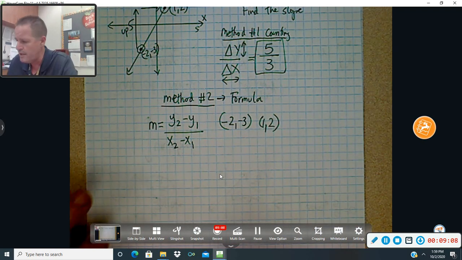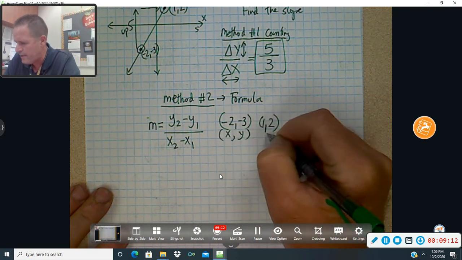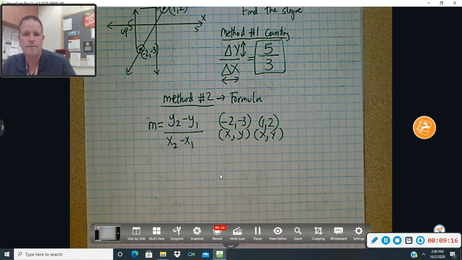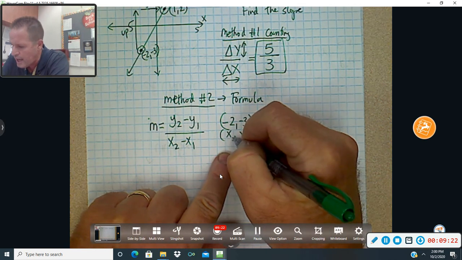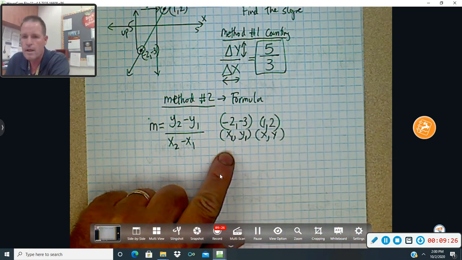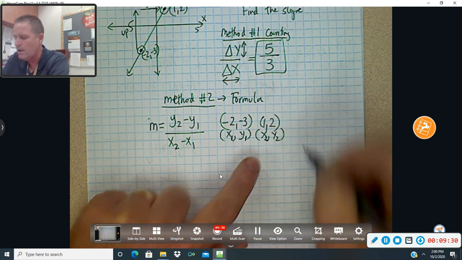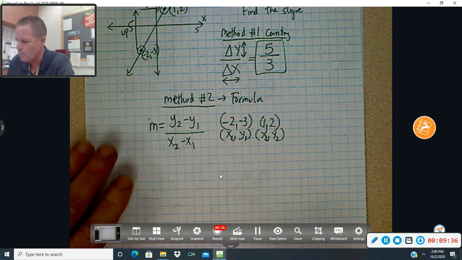Now, you need to know this, that every point is written x, y. Write that down below here, x, y. Okay? Every point is always written x, y. So because I wrote this one first, I'm going to call it x1 and y1. And because I wrote this one second, I'm going to call it x2 and y2. And then I'm going to plug those numbers into my formula.